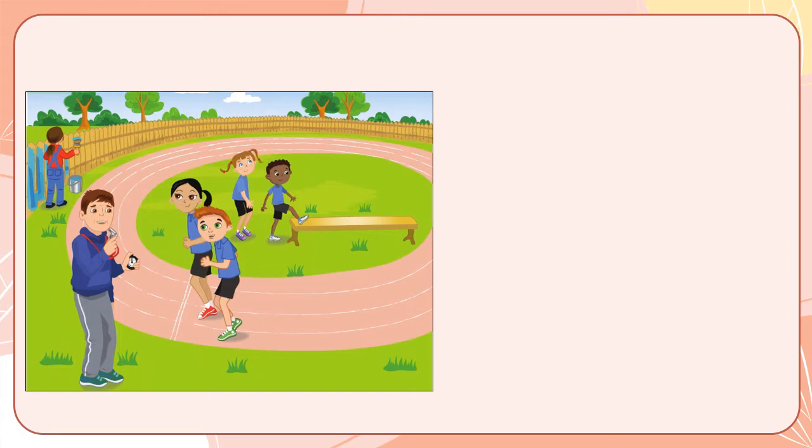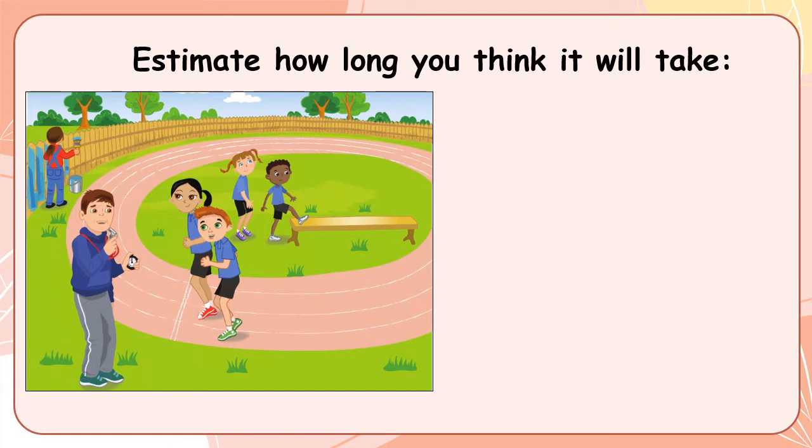Look at this picture again. Aside from the two children who are going to run around the track, what are the other people in this picture doing? What is this person doing to the fence? You are right. He is painting the fence. How about those children? What are the children going to do on the bench? Well, yes, they are going to walk along the bench. Now, estimate how long you think it will take to walk along the bench.